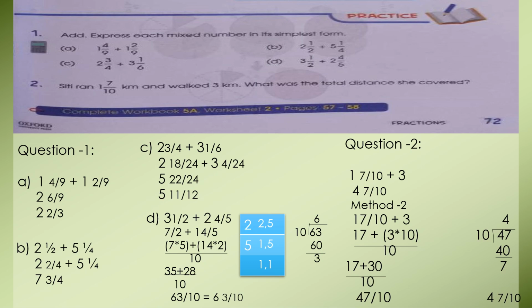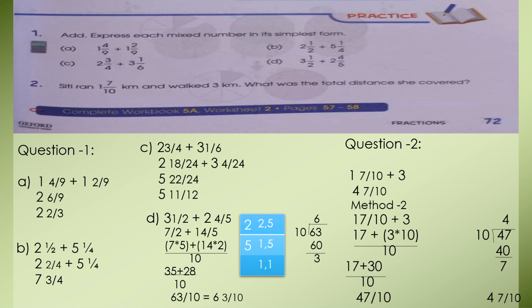In question 2, Sitty ran 1 whole number 7 over 10 kilometers and walked 3 kilometers. What was the total distance she covered? It's very simple. Here we have 3 as a whole number and 1 as a whole number, so we add them up and we have 4. So we have 4 whole number 7 over 10.